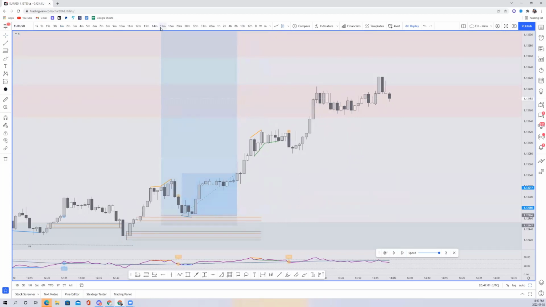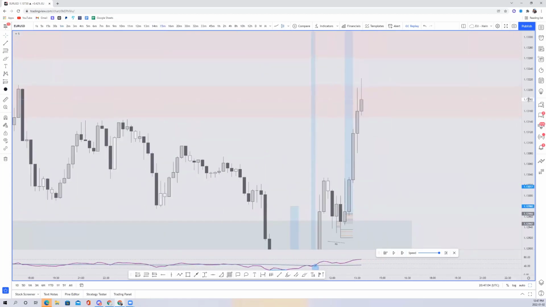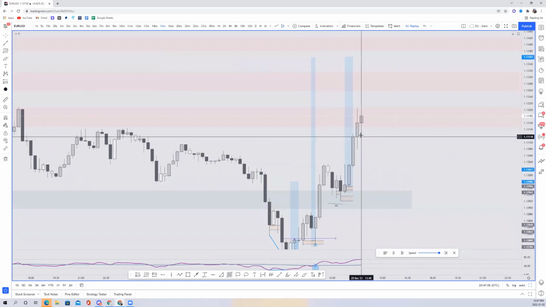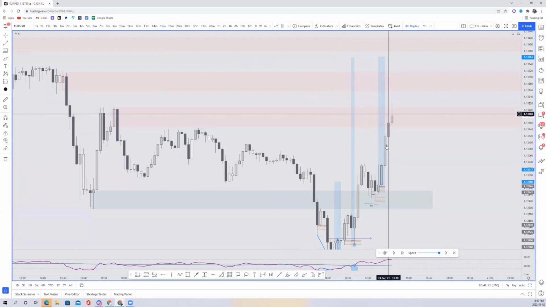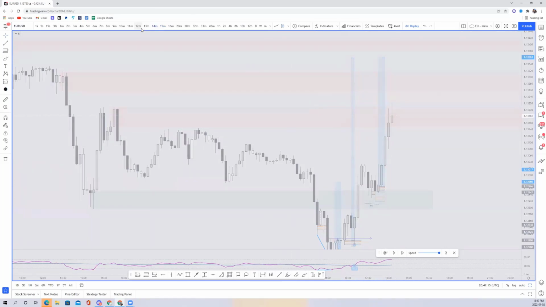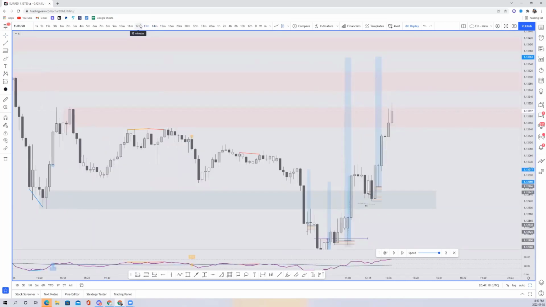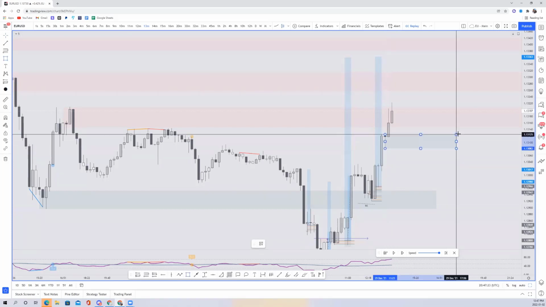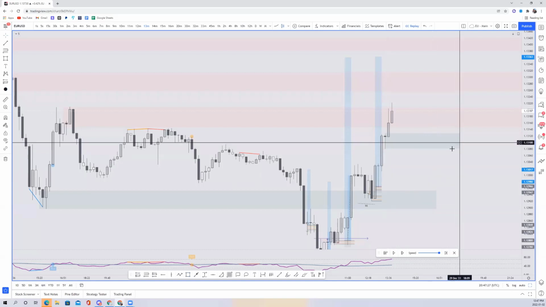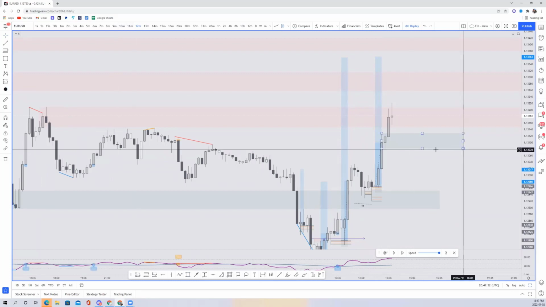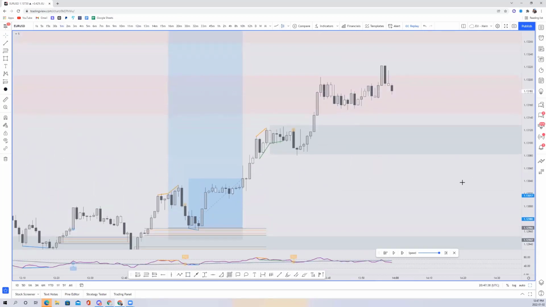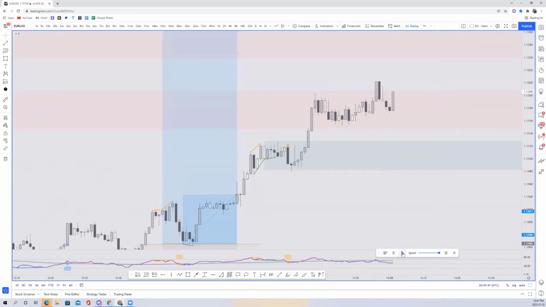So let's see. This is kind of a weird one. You could say there's something within this candle and these wicks, maybe even this doji. Let's just see. I'm curious. No, you don't need to get involved in that. I'm just kind of curious to see. Yeah, I would say there's possibly something in here. Would I take a trade off that? Probably not.